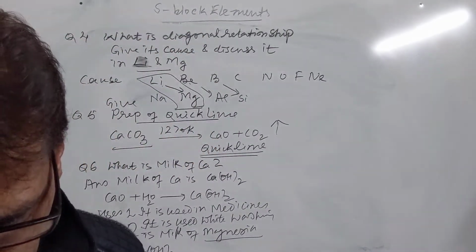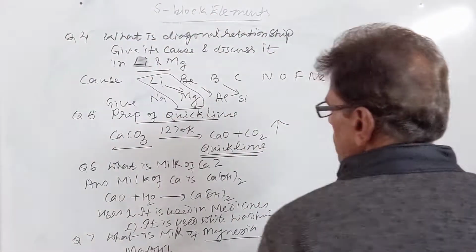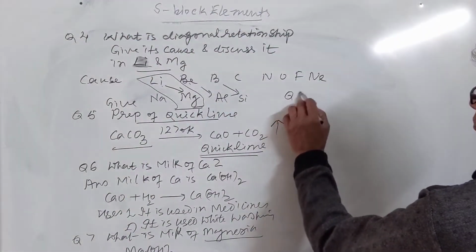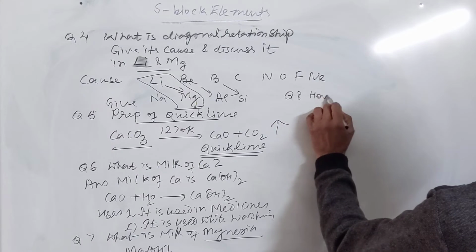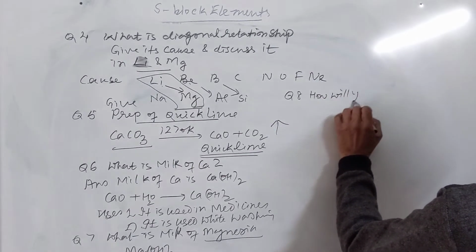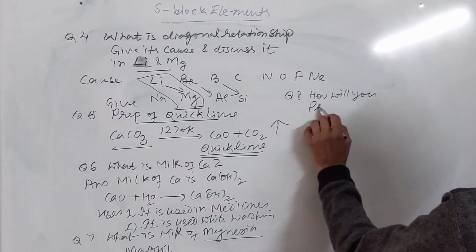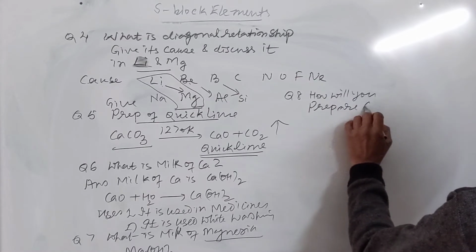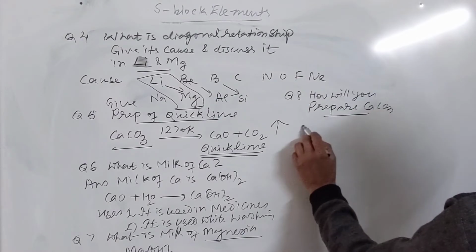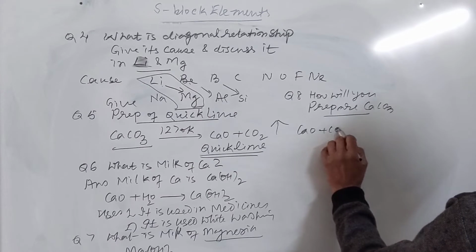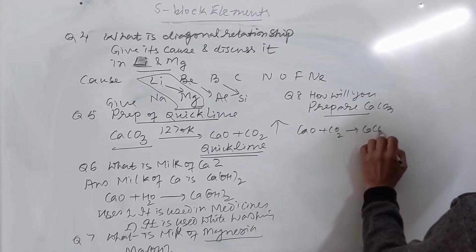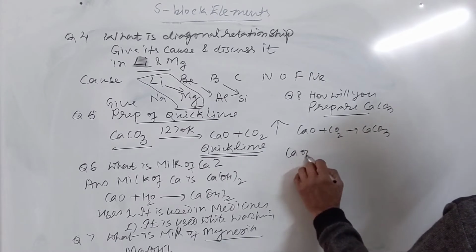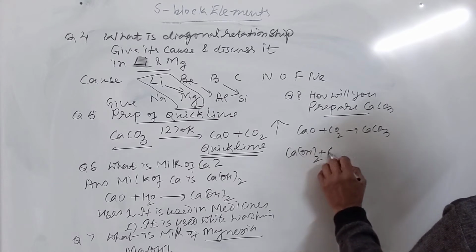Then we have calcium carbonate. Calcium carbonate can be prepared from quicklime by passing carbon dioxide through lime water.